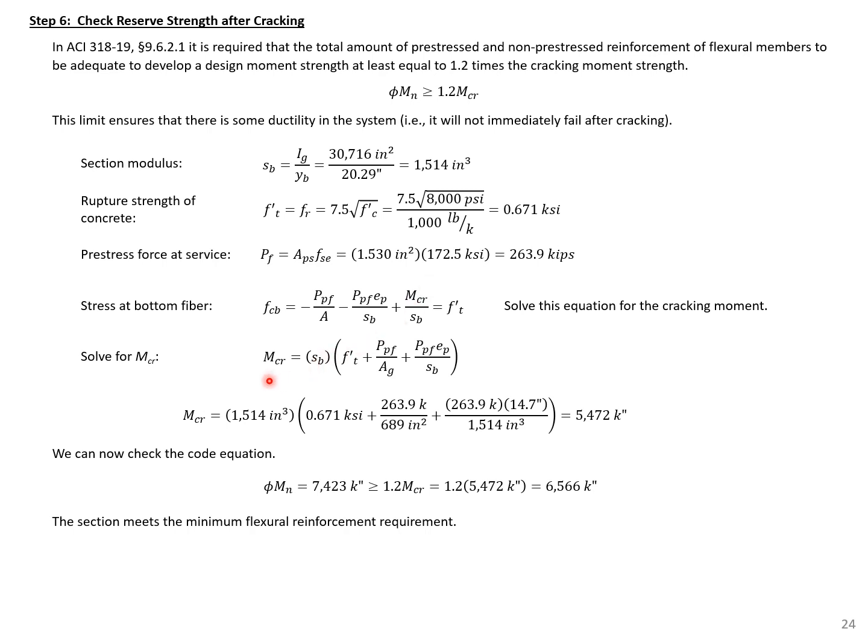Our M sub CR, our cracking moment, is going to be our only unknown, so we can solve for M_cr and plug in all of our known values, and we'll get a cracking moment equal to 5,472 kip-inches. We can take this times 1.2 and compare that value to our φMn and see that in this case our code equation checks.